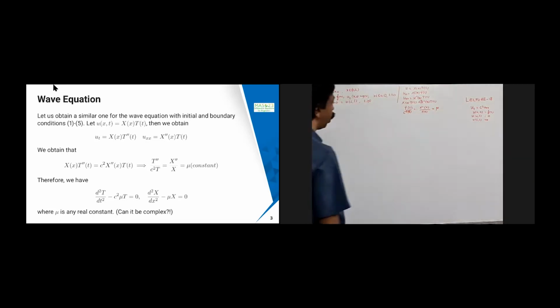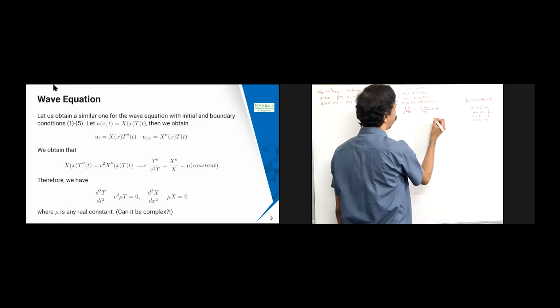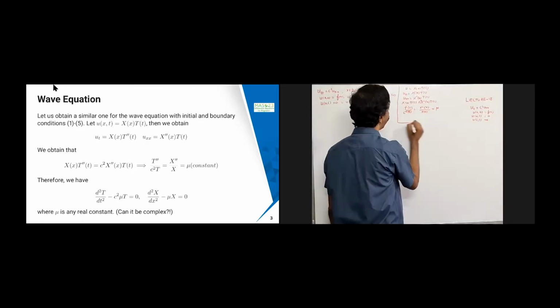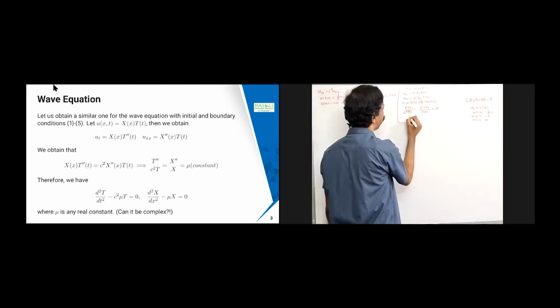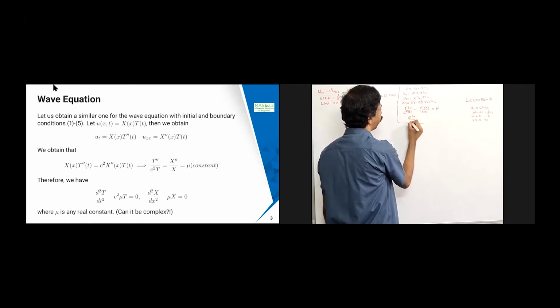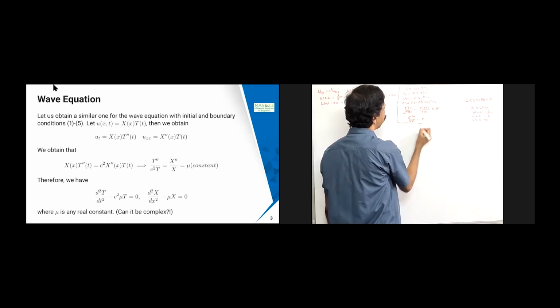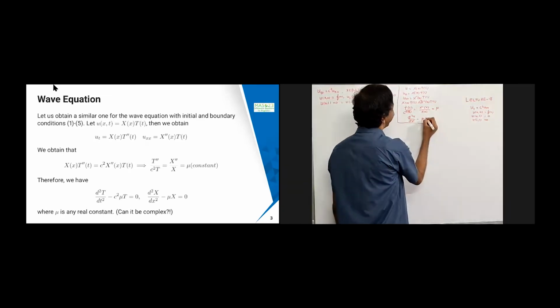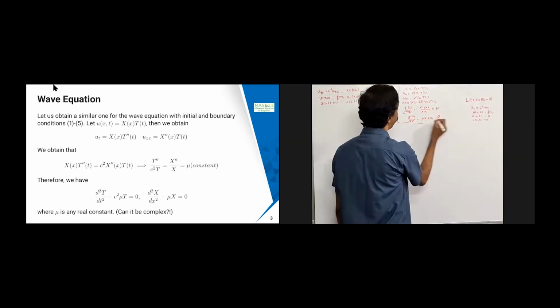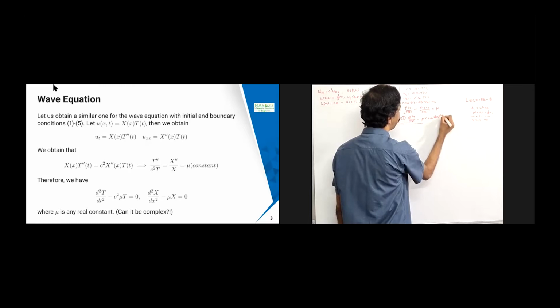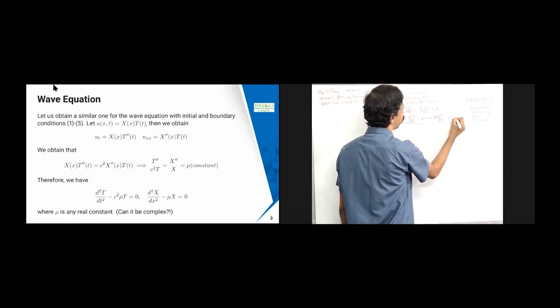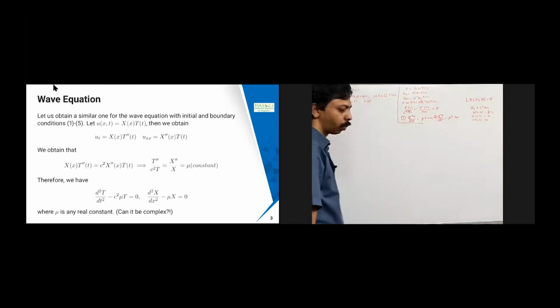Therefore, I'm going to get two equations. Equation number 1 is d square X by dx square minus nu times X equal to 0. This is problem number 1. And problem number 2 is d square T by dt square minus nu times T equal to 0. So two problems I have.